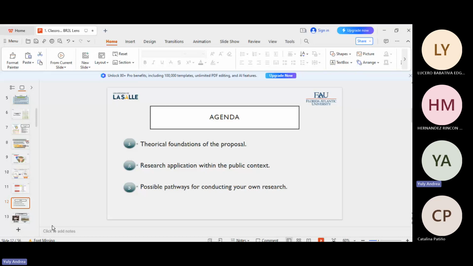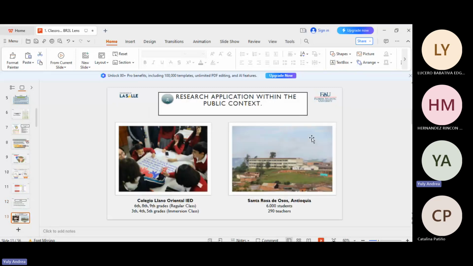As I told you before, I'm an English language teacher in a public school, and I have some experience in both elementary and secondary. So I have conducted this research in both levels. So I will share with you two main research projects that we have been working on together with Florida Atlantic University.